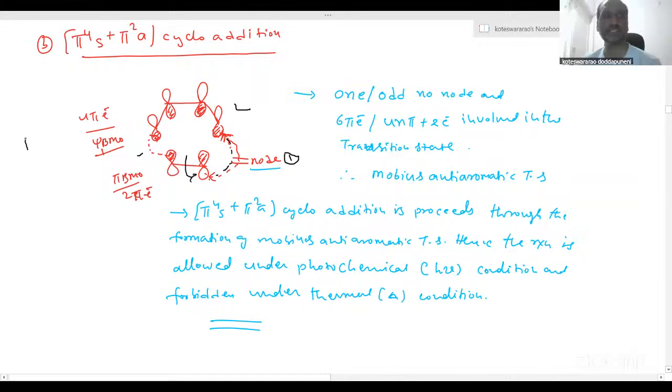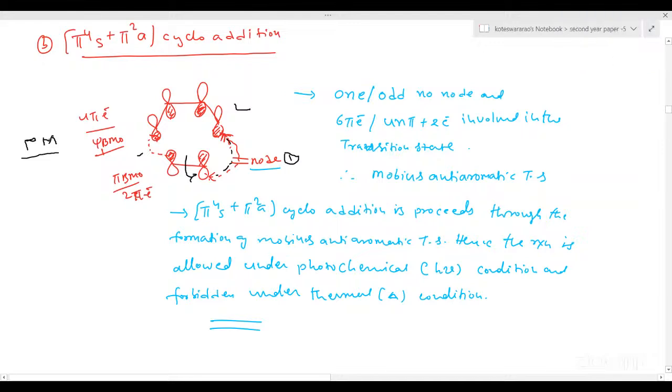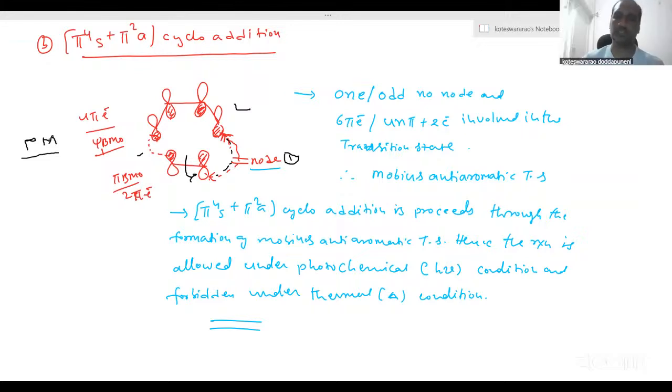What does the theory say? PMO says whatever the reactant involved in the reaction, that should be in least energy. Where is it existing in least energy? Psi1 is the base set. That molecular orbital is treated for the reaction, to study the transition state. Okay, right.